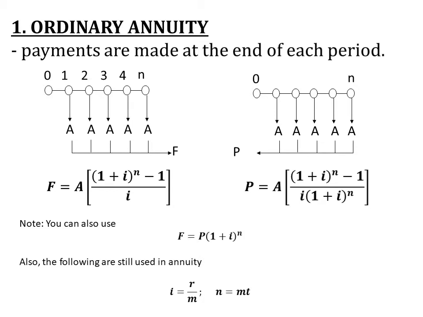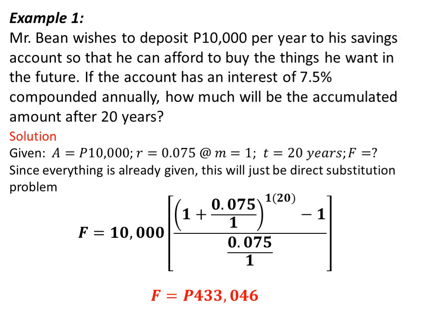Okay, now let's proceed to applying examples for the ordinary annuity. Example number 1. Mr. Bean wishes to deposit 10,000 pesos per year to his savings account so that he can afford to buy the things he wants in the future. If the account has an interest of 7.5% compounded annually, how much will be the accumulated amount after 20 years?